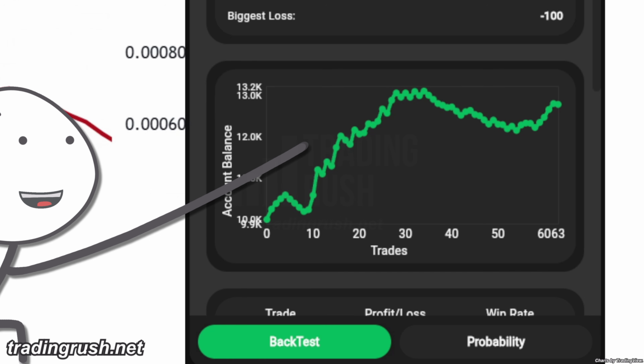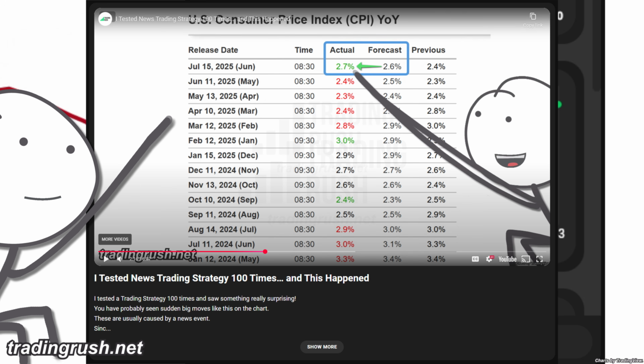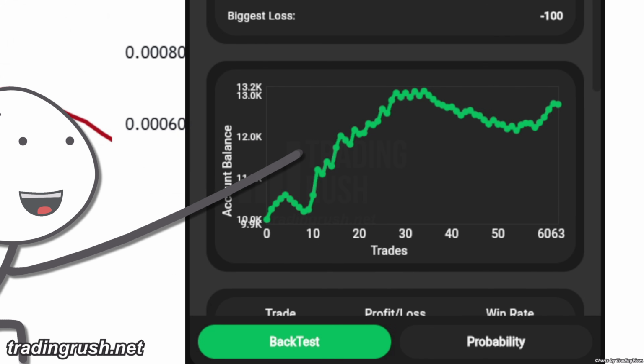Overall, this CPI strategy was one of the best strategies I have tested on the Trading Rush channel. When the CPI inflation news events are more important, this strategy has a higher probability of working according to the data.